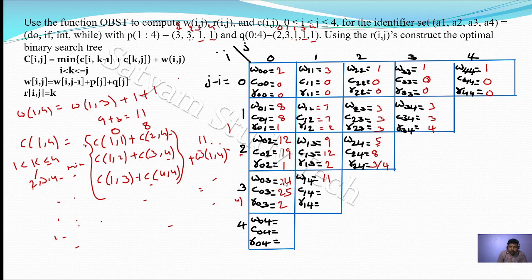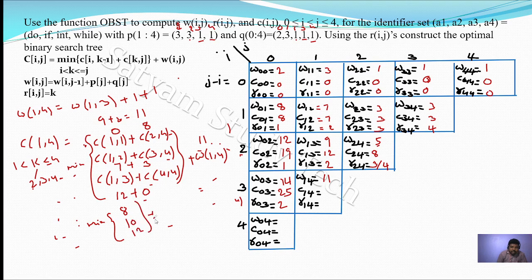So C of 1,2, what is the C of 1,2? The value is 7, plus C of 3,4, and C of 3,4 value is 3. Then C of 1,3 value is 12, plus C of 4,4, that value is 0. So here it is the minimum of 0 plus 8, that is 8; 7 plus 3, that is 10; and 12 plus 0, that is 12.